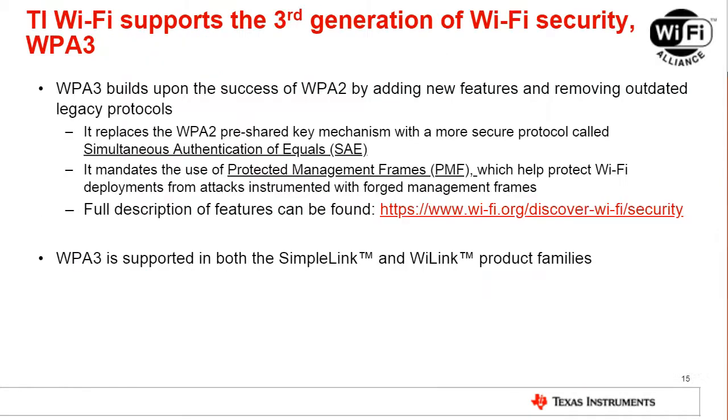And one of the ways that we're enabling that is through the support of the latest generation of Wi-Fi security, or WPA3. So WPA3, just for a little bit of background, builds upon the success of WPA2 by adding in some new features and removing outdated legacy protocols. One of the specific features that it incorporates that's important is called simultaneous authentication of equals. And this is effectively a more secure protocol that replaces the pre-shared key mechanism of WPA2 for authenticating a device and establishing encryption keys.